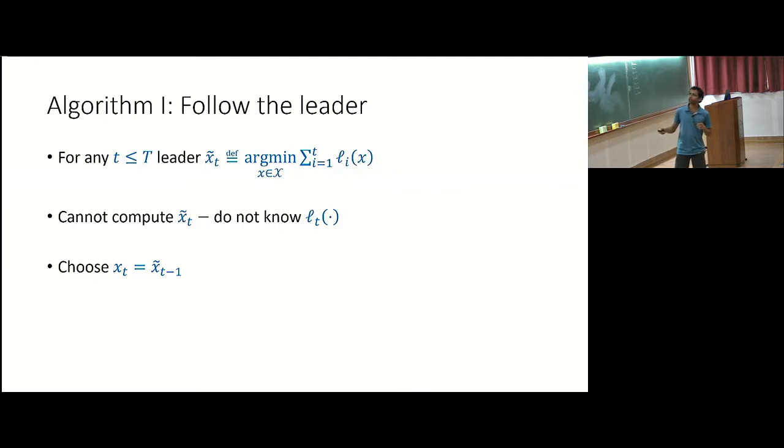So all we do is we can play x_t equal to x*_{t-1}. So at time step t, we have seen all the loss functions till t minus 1. We'll compute the empirical minimizer of the cumulative loss till t minus 1, and then we'll play that as our strategy at time step t. This is called follow the leader because x*_t is the leader at time step t, and because we cannot output x*_t, we are just outputting x*_{t-1}. Yeah, so here we are assuming that the whole loss function is revealed. Yeah, and that's why we are able to do this minimization.